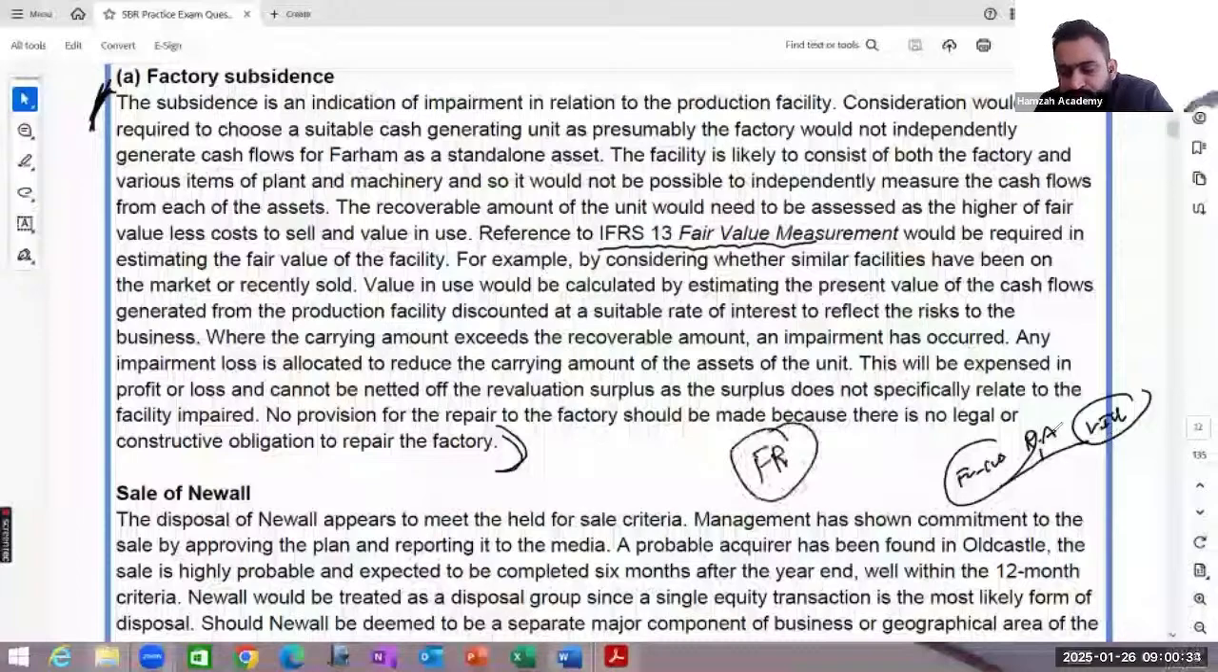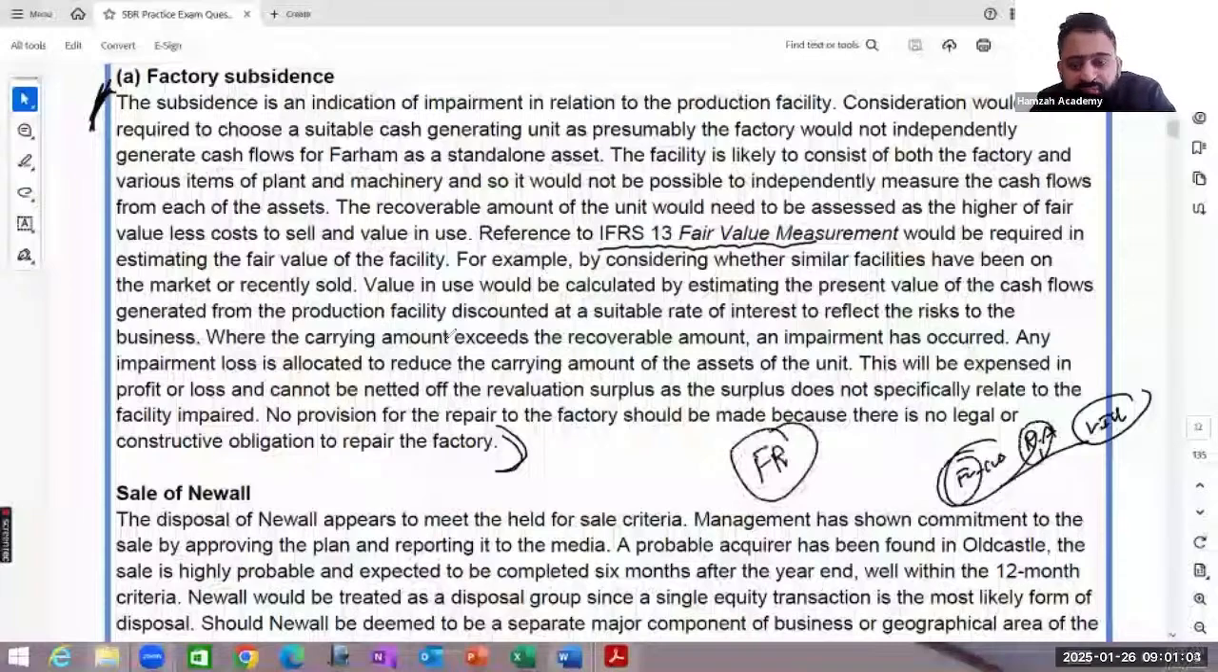So to calculate the recoverable amount, you need a fair value. And when you need a fair value, you need to estimate the fair value. You have to measure the fair value. And when you have to measure the fair value, you will be having IFRS 13, which is regarding the fair value measurement, which gives us guidelines regarding the measurement of fair value. So here they are also discussing the implications of IFRS 13.